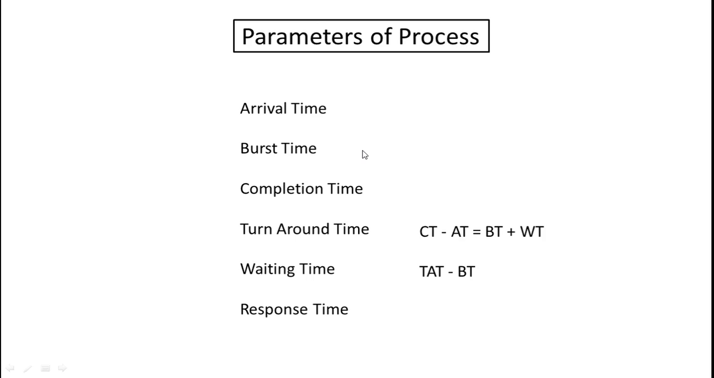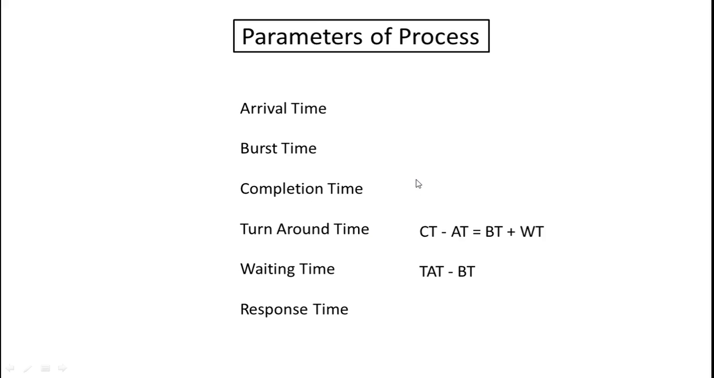So that is a departure time. But whenever a train is arriving on the platform, that time is known as the arrival time. Same thing for the process. Burst time means how much time the process is in execution. Let's compare it with the turnaround time.